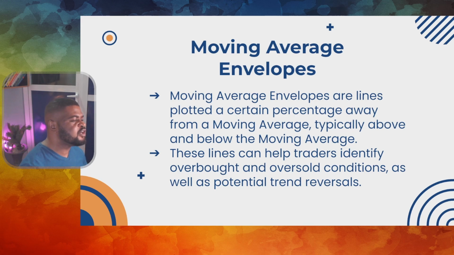Then we'll look at the moving average envelope. Moving average envelopes are lines plotted a certain percentage away from a moving average, typically above or below a moving average. This can help traders identify overbought and oversold conditions as well as potential trend reversals. It's very similar to RSI. Of course, we'll do a video on RSI in another course.